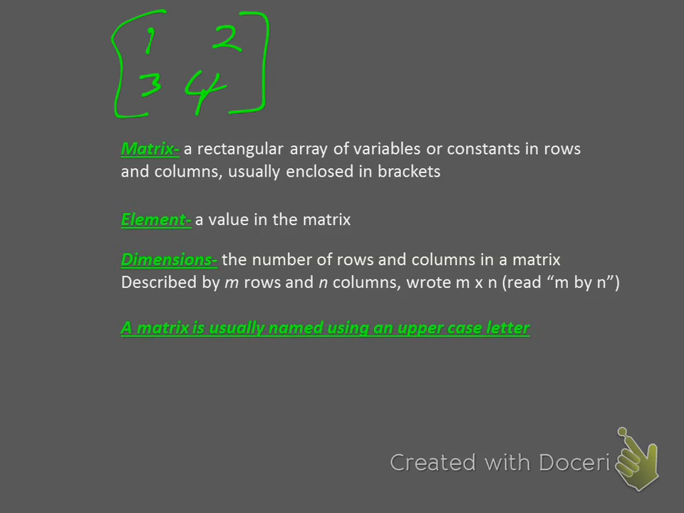I'm going to change this matrix that I wrote up here just a little bit. 1, 2, 3, 4, 5, 6. So there's our example matrix: 1, 2, 5 on the top and 3, 4, 6 on the bottom. How many rows of numbers are in that matrix? 2. Rows go sideways, rows go across. So 2 rows. How many columns? 3. So 2 by 3.